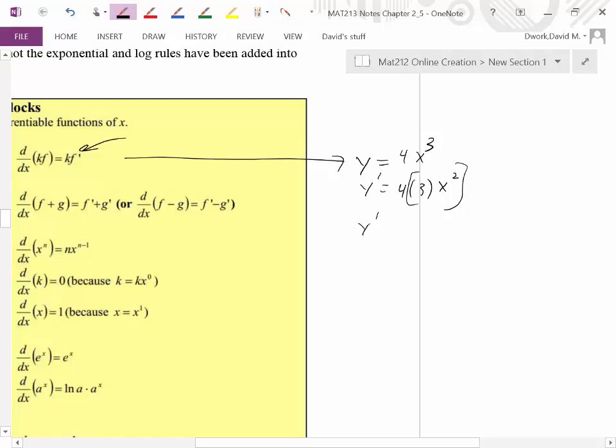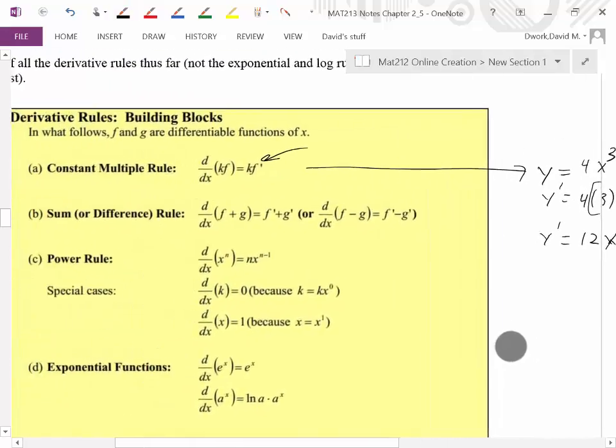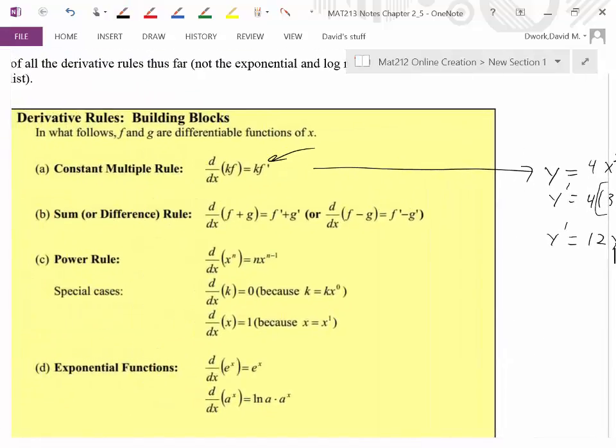The constant out in the front was 4, so we're just going to multiply this by 4, which will give us 12x squared. Okay, that's the constant multiple rule. The next one's the sum or difference rule, and we just worked on that one, where it's saying if you have 2 things that are adding or 2 things that are subtracting, you can just break them up into individual derivatives and just take the answer and either add them or subtract them for whatever sign was there.